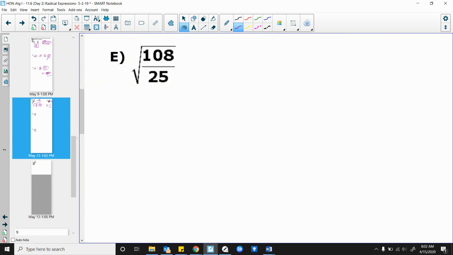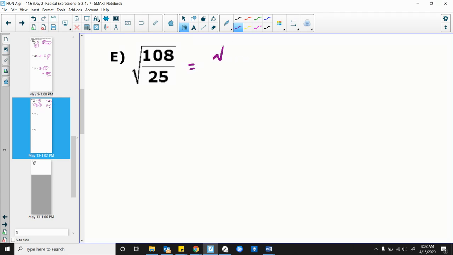108 divided by 25. You can go to your calculator here to try to simplify something. Here's what I would do: you can do the 108 and then the a b/c button divided by 25. Does it simplify at all? It does not. It gives you 4 and 8/25. That's not going to help us simplify. 2 doesn't go into 25 and 5 doesn't go into 108 clean, so we know that it doesn't simplify that way. So we cannot simplify 108 over 25.